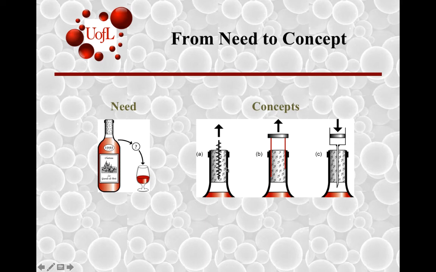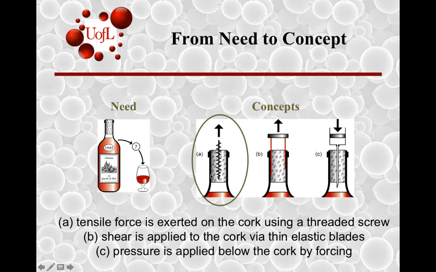There are various different ways you can do it as a mechanical engineer in terms of designing an opener for this cork. For instance, in A, you can apply a tensile force, in B, you can apply a shear force, and then in C, you can have a needle go through, and then there's a pressure that's applied below that ends up popping the cork.